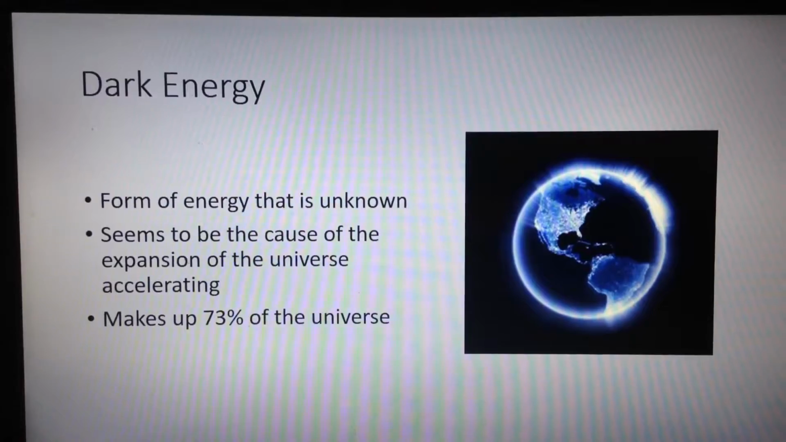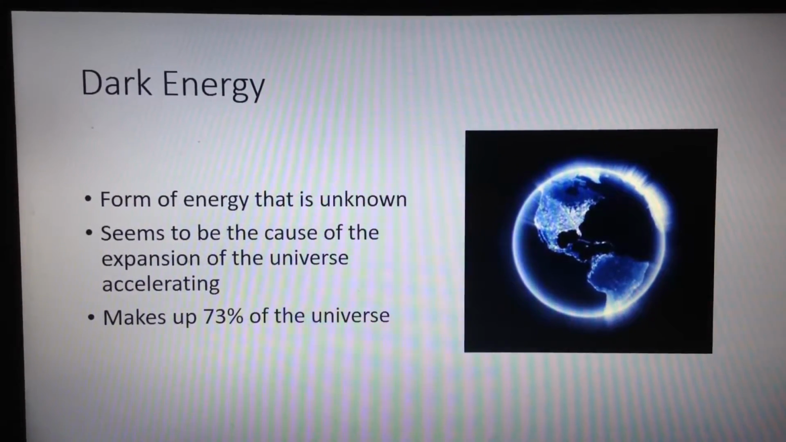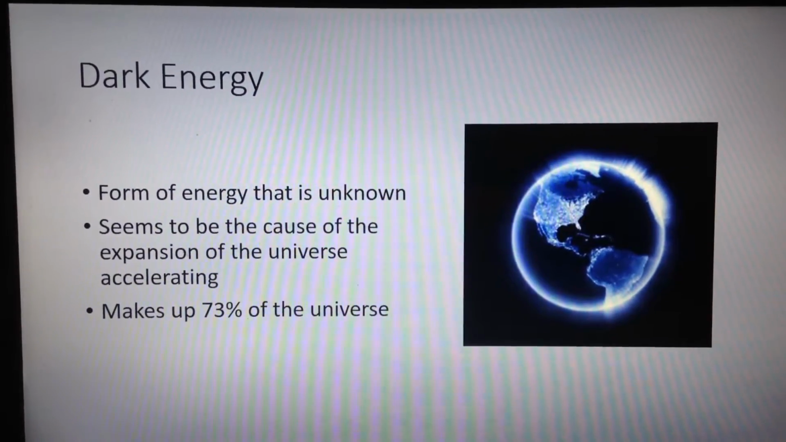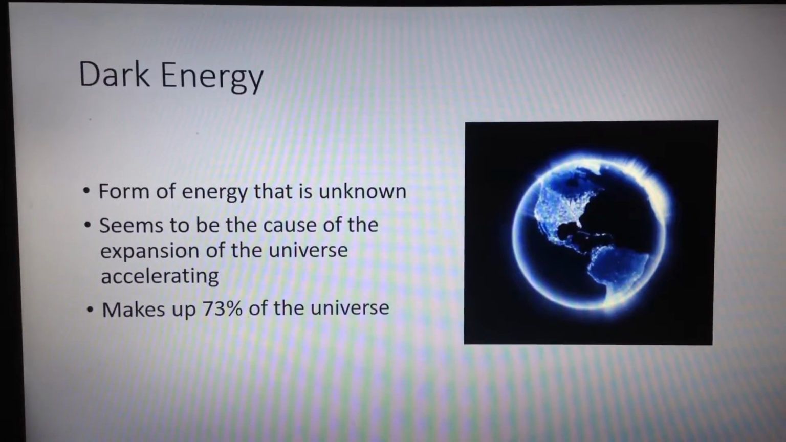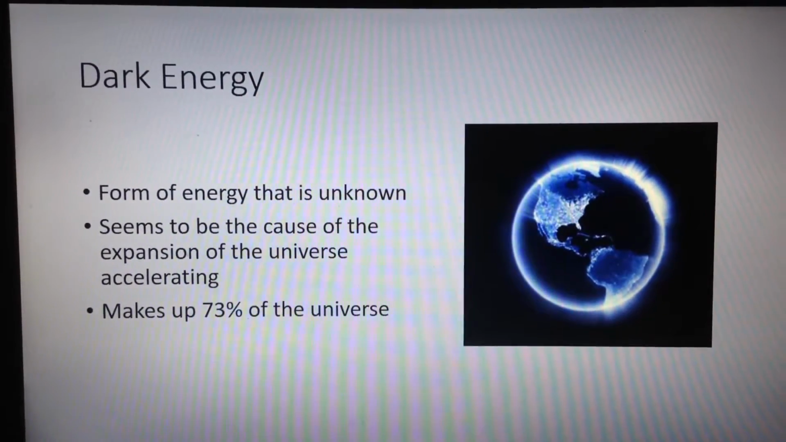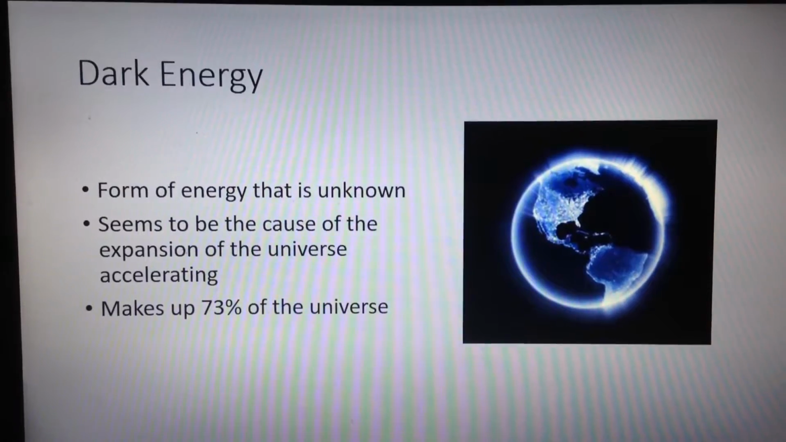Dark energy is also unknown and seems to be the cause of the expansion of the universe accelerating. Additionally, dark energy makes up 73% of the universe.